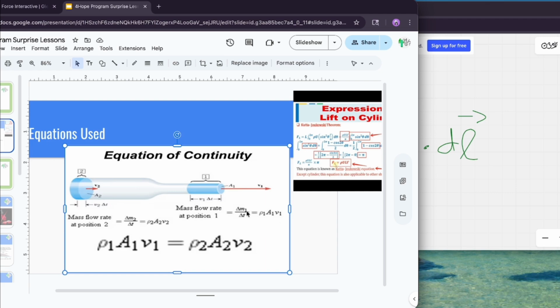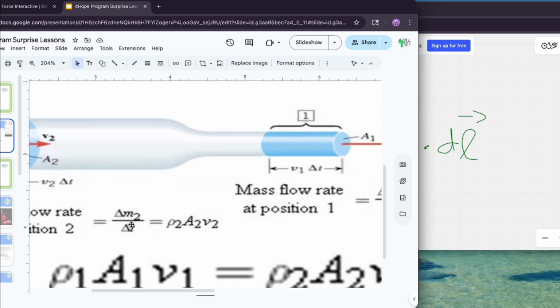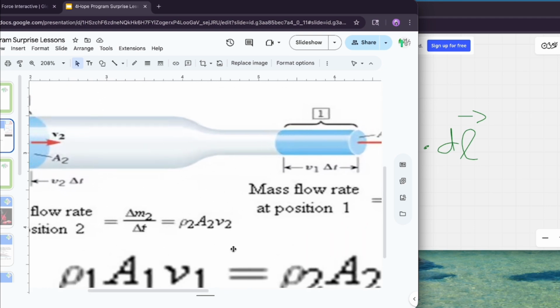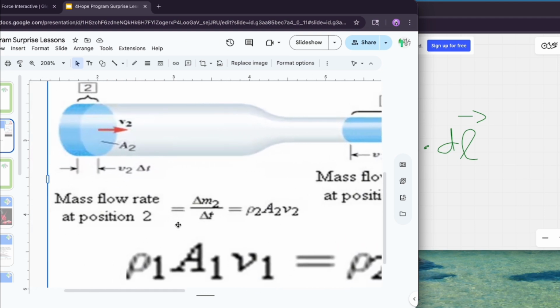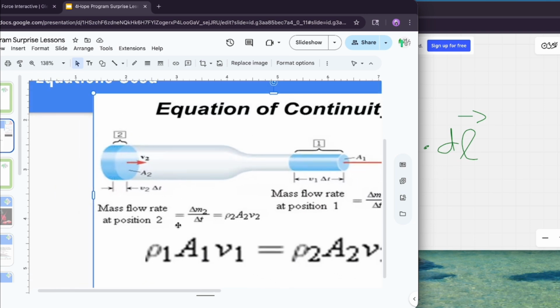So you can see here that the change of mass divided by the time will essentially equal the mass flow rate at position 1. This will equal the mass flow rate at position 2. We're multiplying this formula over here. Let me see if I can zoom this in for you guys. This is really how we're calculating each of the individual flow rates at specific positions.